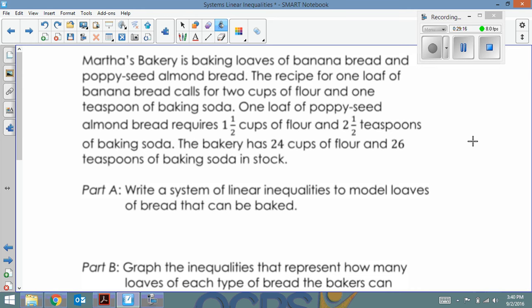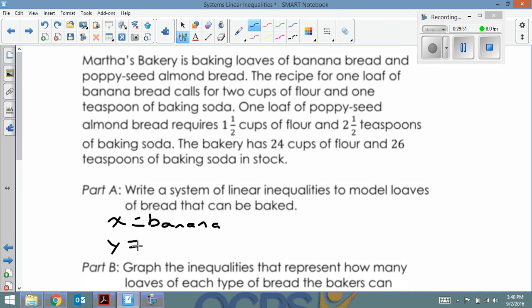So we're going to have 2 equations here. First we have to set our variables. So we're going to set x as banana and y as the poppy seed.